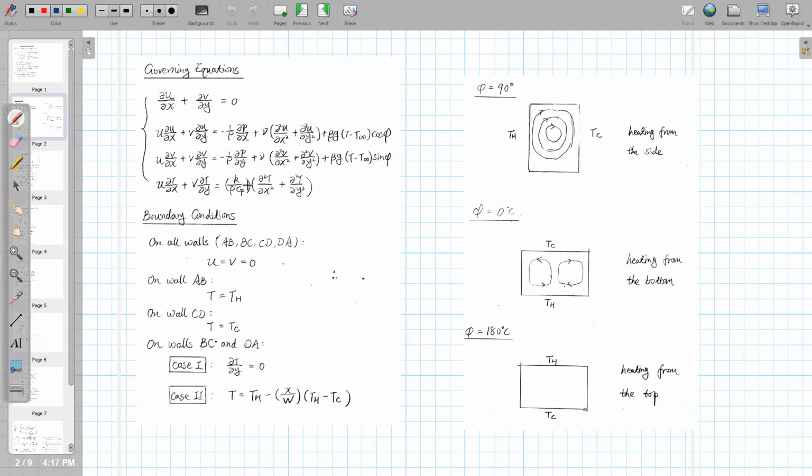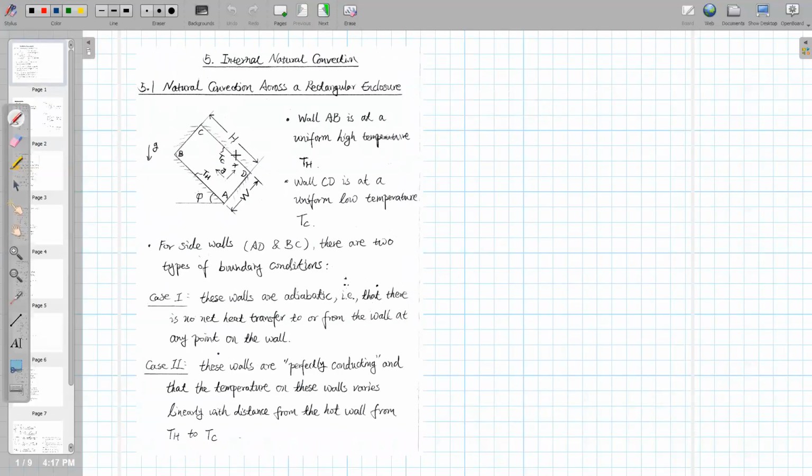And the boundary conditions. The velocity boundary condition is very simple because all the boundaries are walls. Because of viscous effects, there are no u and v velocities at any of the walls, so on all walls u and v equal 0. On the wall AB, the temperature is fixed at Th, and on the wall CD, the temperature is fixed at Tc. ABCD is notated in this picture.